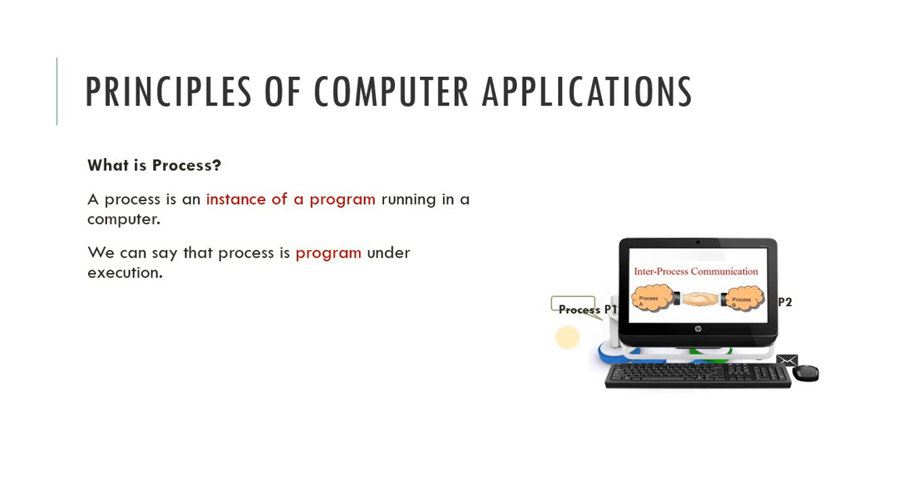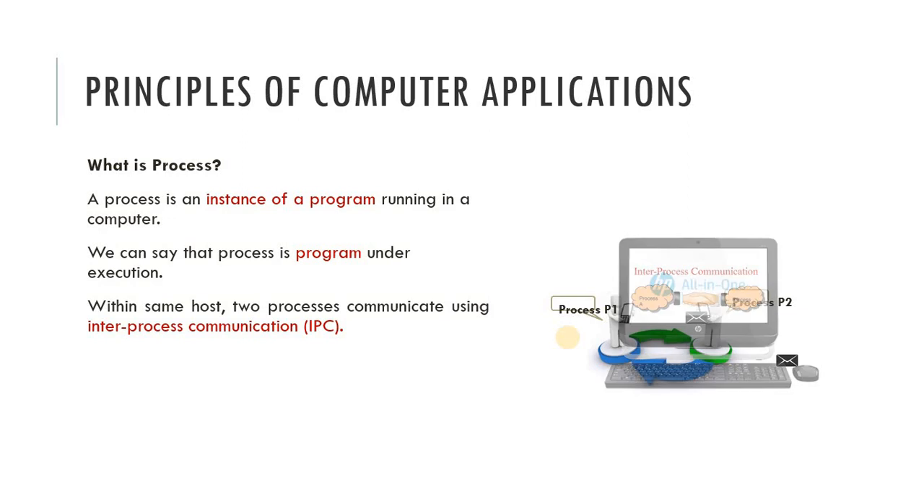Now, processes are of two types. If two processes are within the same host, they communicate using IPC. It means if I use the same machine for the communication of two processes, for example, I run two processes on my laptop and they communicate with each other, that is done via inter-process communication, also called IPC.